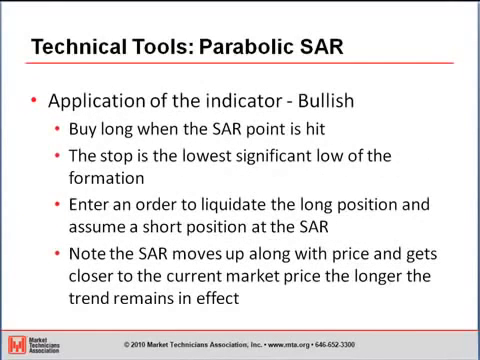To use the indicator in a bullish way is very simple. First of all, you buy long when the reversal point is hit, or you just enter the market long, however you do that. The stop will be the lowest significant low of the formation before your long entry. You will enter an order to liquidate the long position, which will be one stop, and assume a short position, which will be another stop loss order at the same price at the SAR, which means, of course, stop and reverse point. And note that as the trend goes along, that SAR will move up along with price. It will get closer to the current market price the longer the trend remains in effect, and that's part of the acceleration factor we talked about on the previous chart.